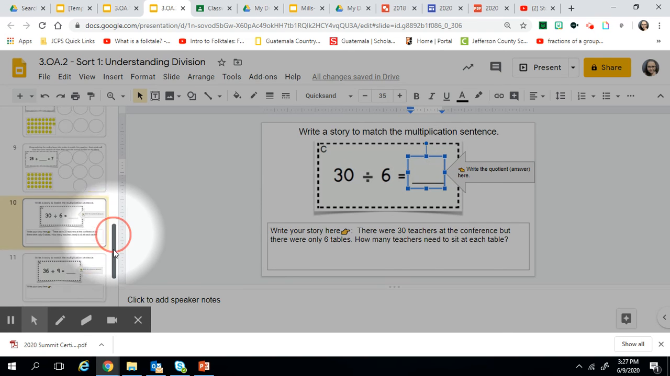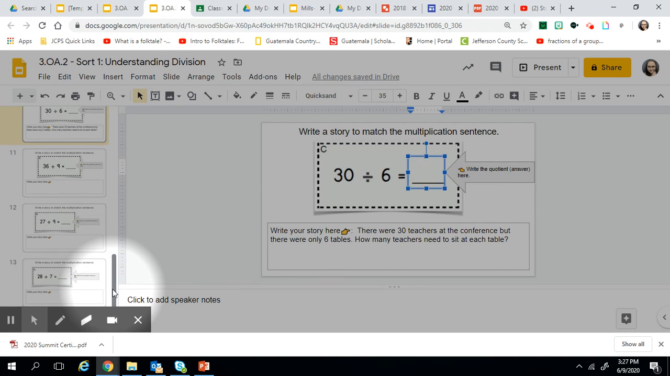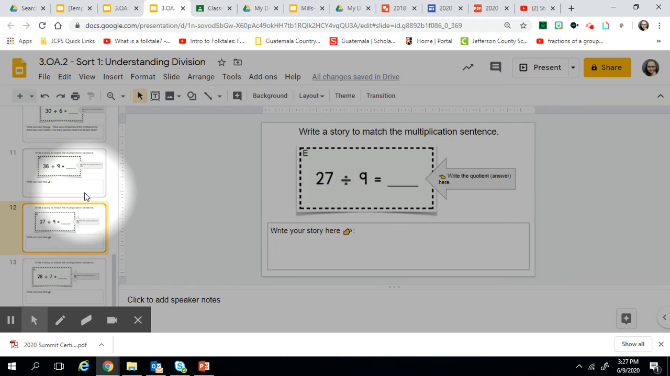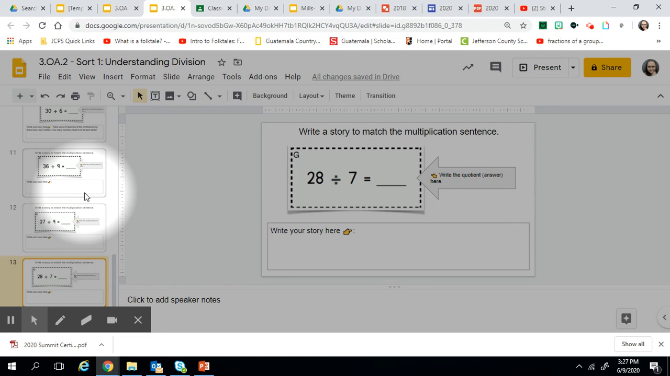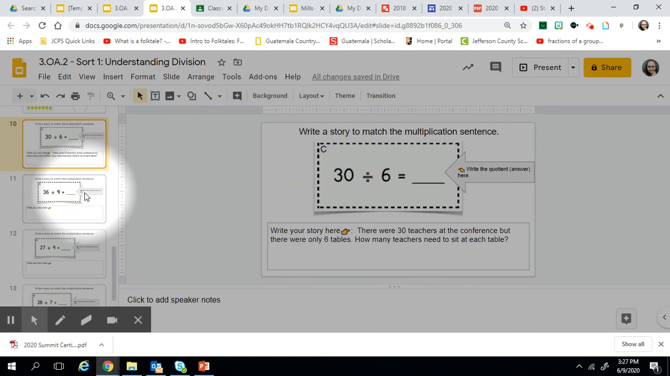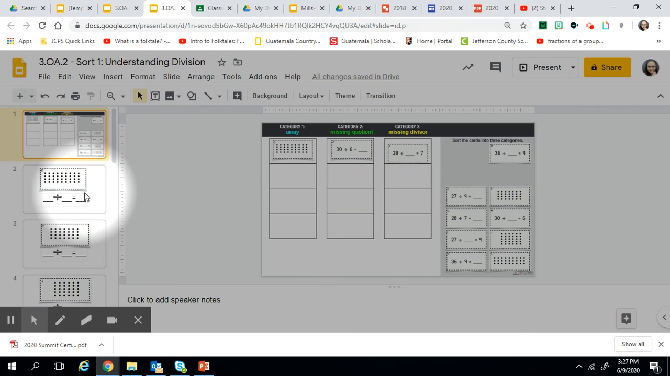Okay, so that's pretty much it. You would do that for all of these. And then when you're done, of course, you would go to View Assignment in Google Classroom, and then you would submit it by pressing that blue Turn In button.